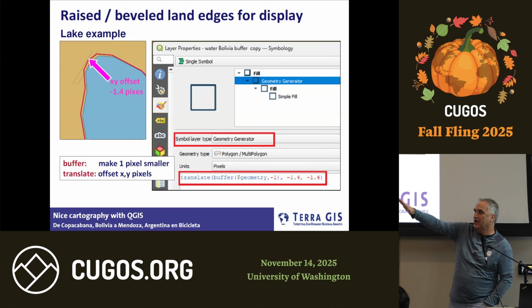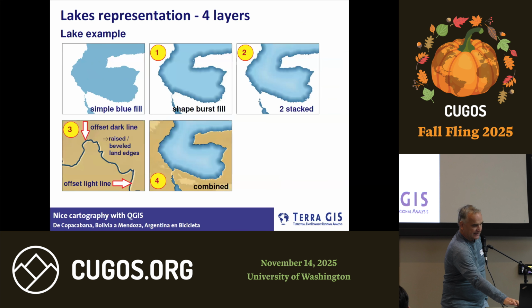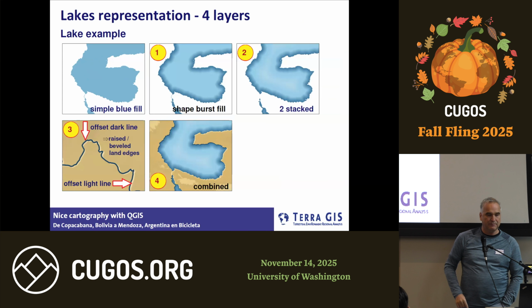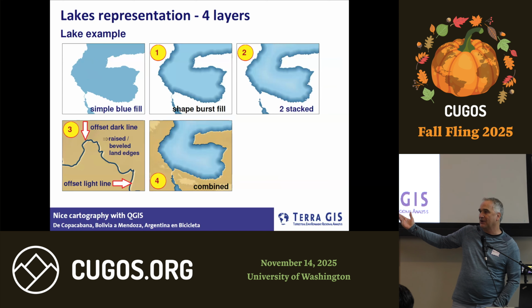So basically you have a dark blue line on the northwest, and I do another one opposite with a light or beige line. And then basically this comes out. And then you combine the 2 shape burst fills, 1 and 2, and the 2 offset lines, and you come out with number 4. That's kind of how I got there.